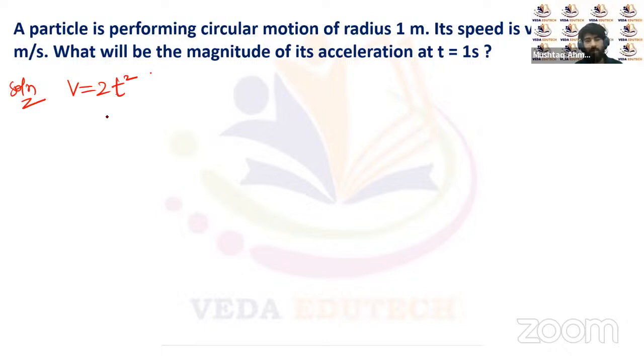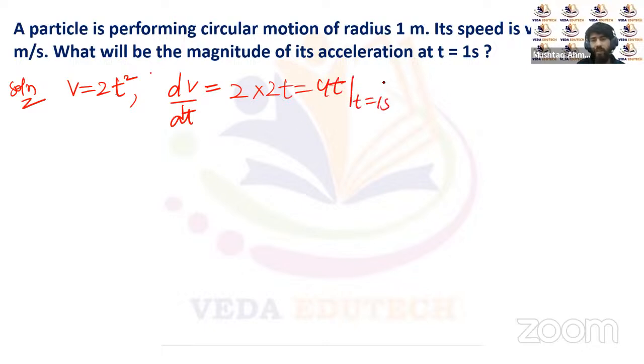There will be two accelerations. One will be tangential and another will be centripetal. So the tangential acceleration will be dv over dt, because the speed is a function of time. It will be 2 times the derivative of t square with respect to t, which is 2t, that will be equal to 4t. So at time t equal to 1 second, the value of the tangential acceleration will be 4 meter per second square.